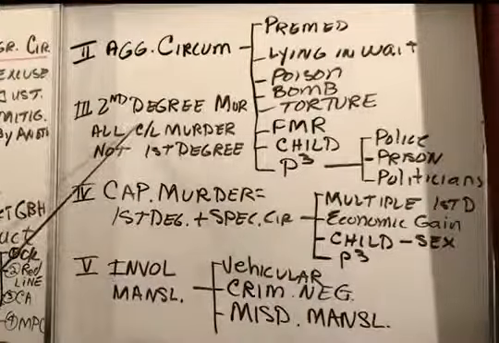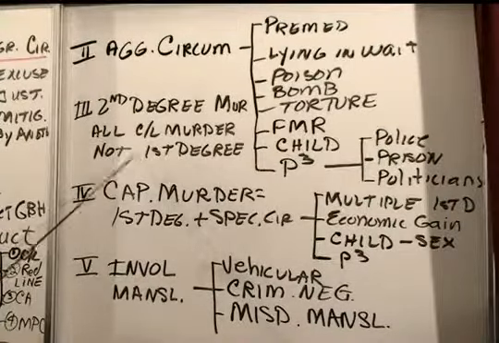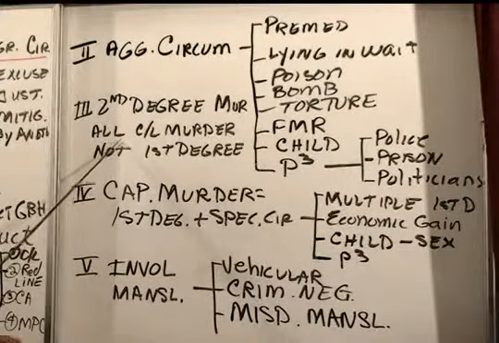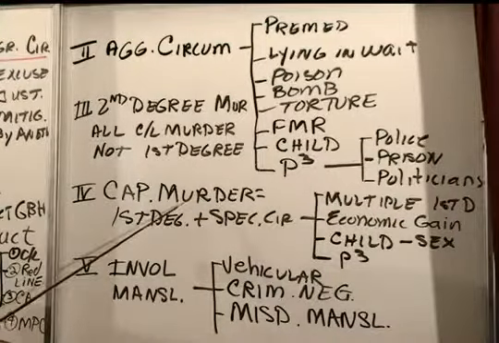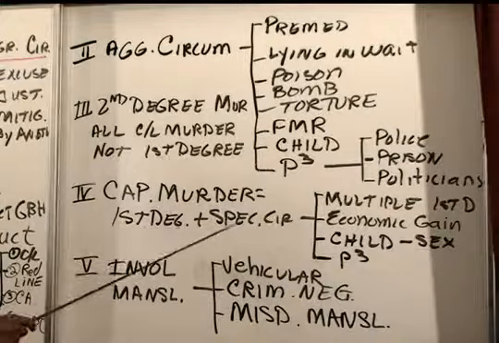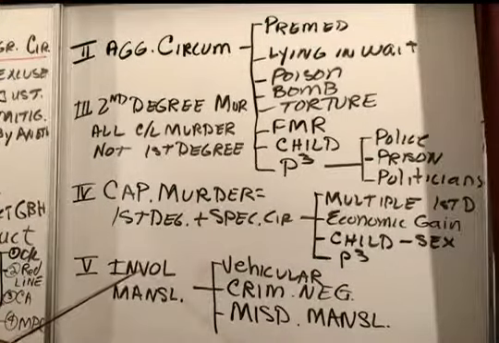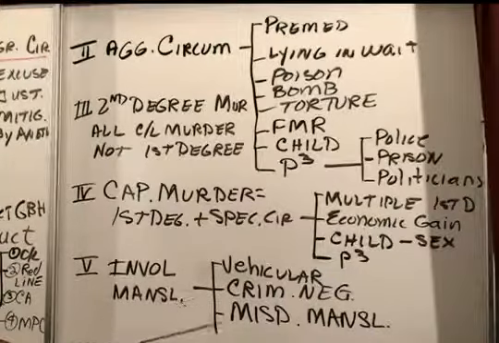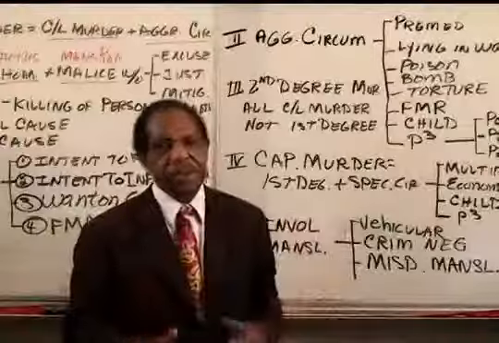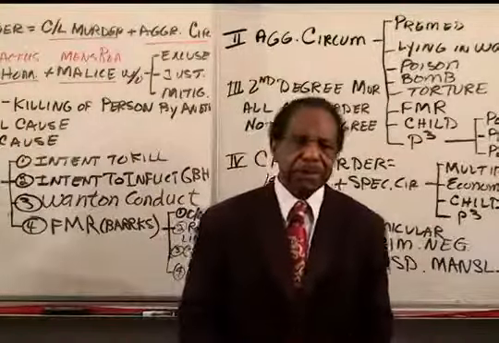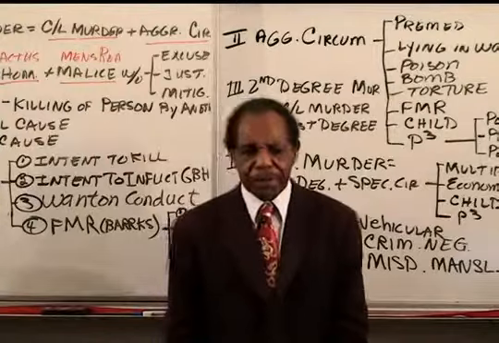If you have second-degree murder, which is all common law murder that is not first degree, that's the same as common law murder. If you have first-degree murder, you can raise it to capital if you find special circumstances. And finally, if there's no malice, you can seek involuntary manslaughter. With that in mind, the only thing we really need to do next is to look at some examples and work through them.